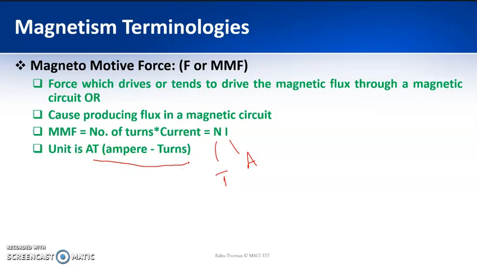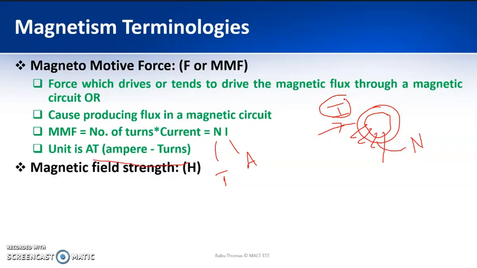So you can just imagine that you have a toroidal core with a number of turns around it, through which the current is flowing. So it is nothing but an electromagnet. N is the number of turns and I is the current. So N into I is producing the magnetic flux.